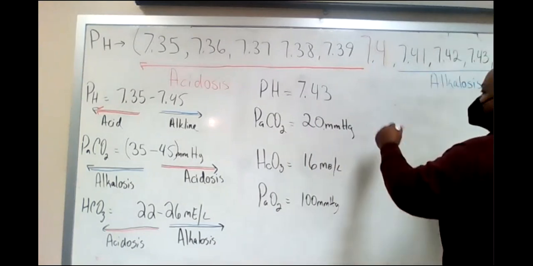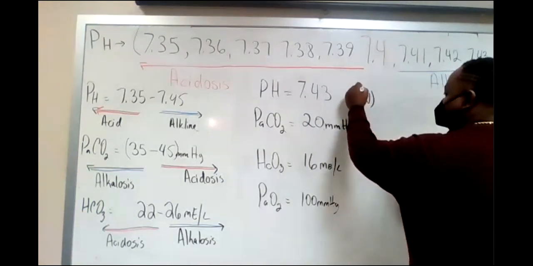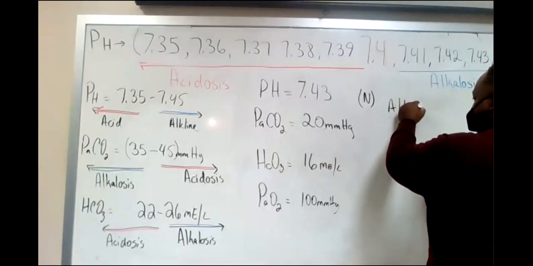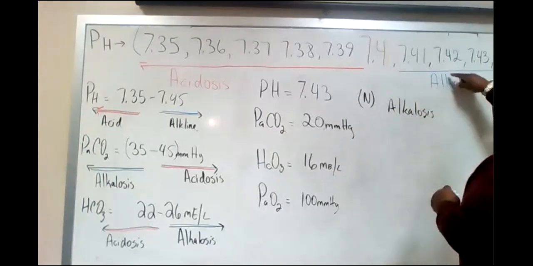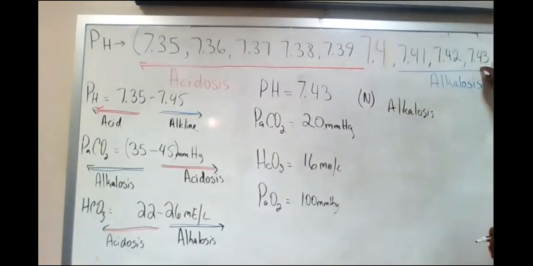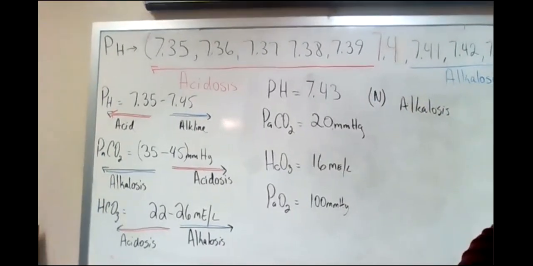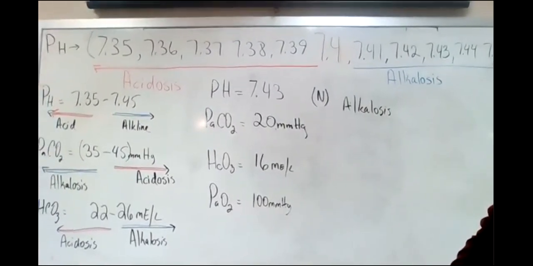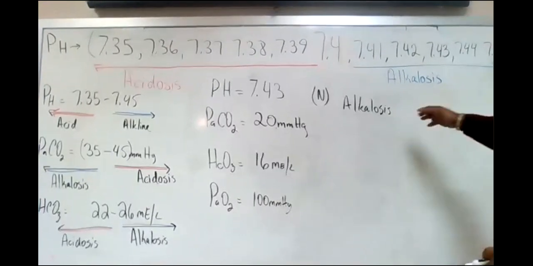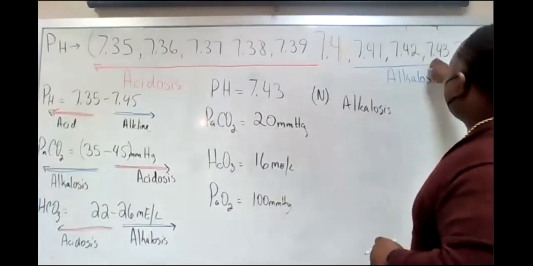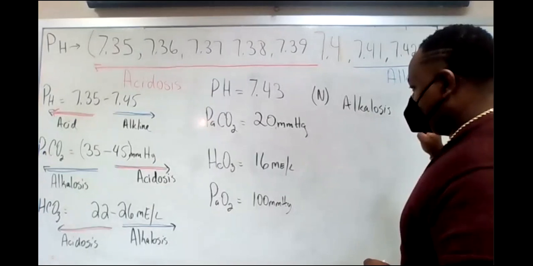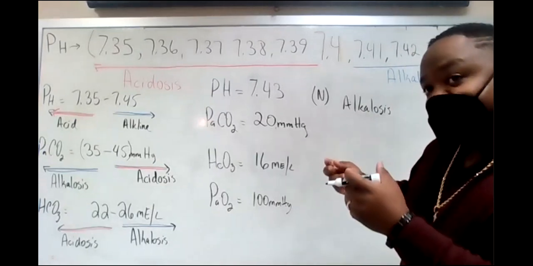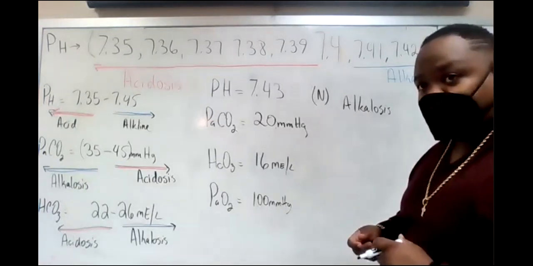That's normal. Normal, but what? Alkalosis. See, 7.43, right here. We're in normal range, but leaning alkalosis. Normal, but leaning alkalosis. All right? Now, let's see who the second player is. That's going to be the one that's causing her to lean the way she's doing. He's pulling on her, okay?